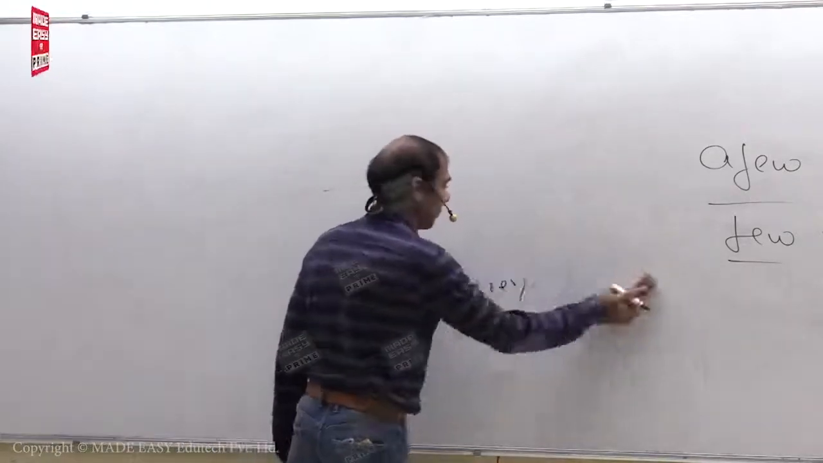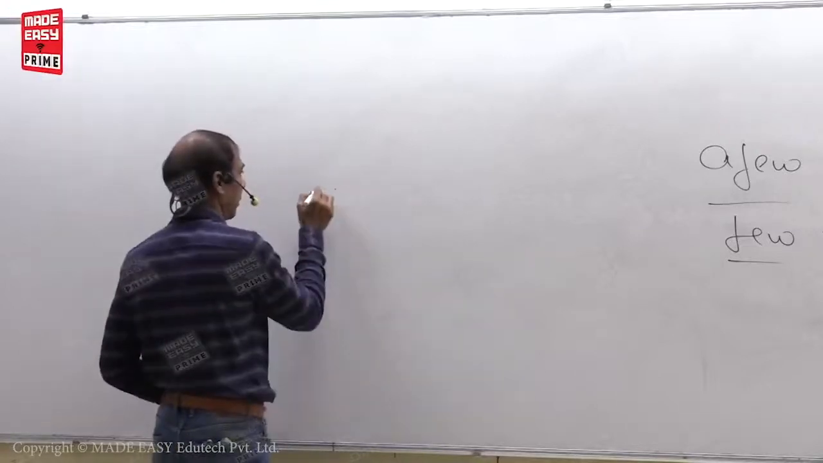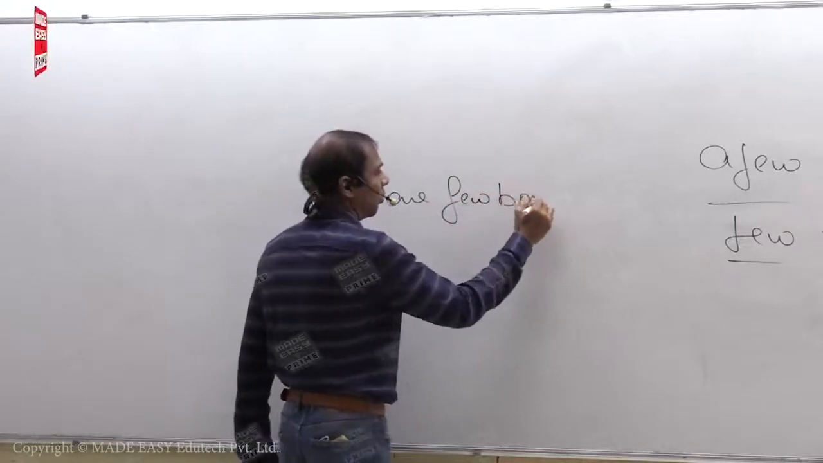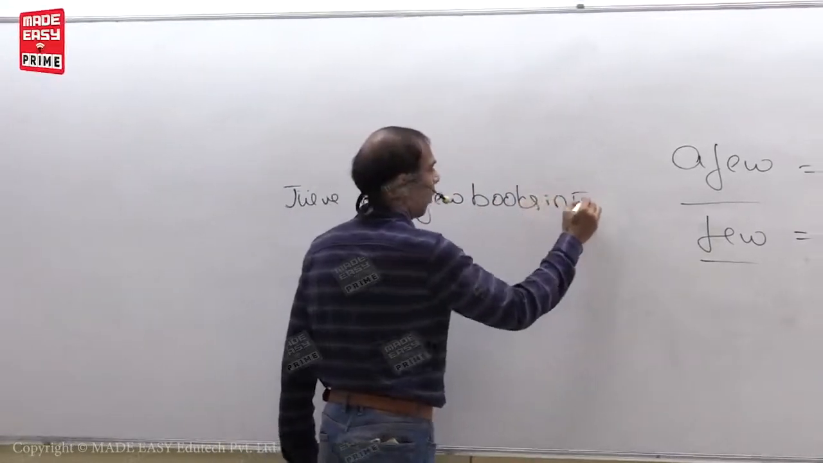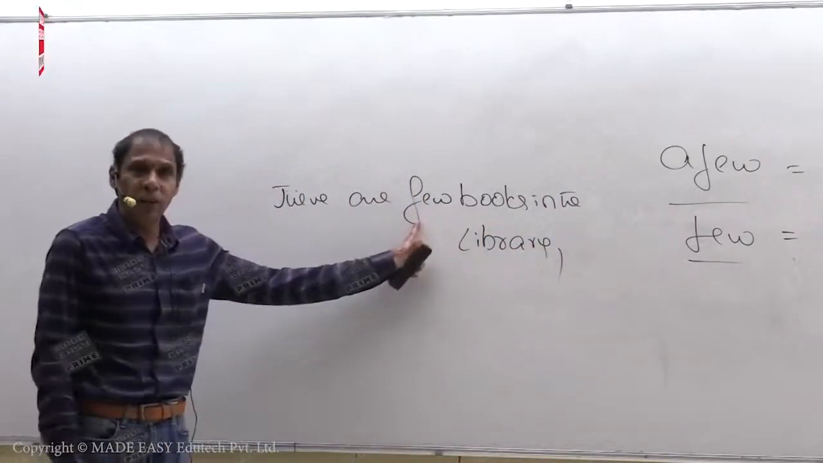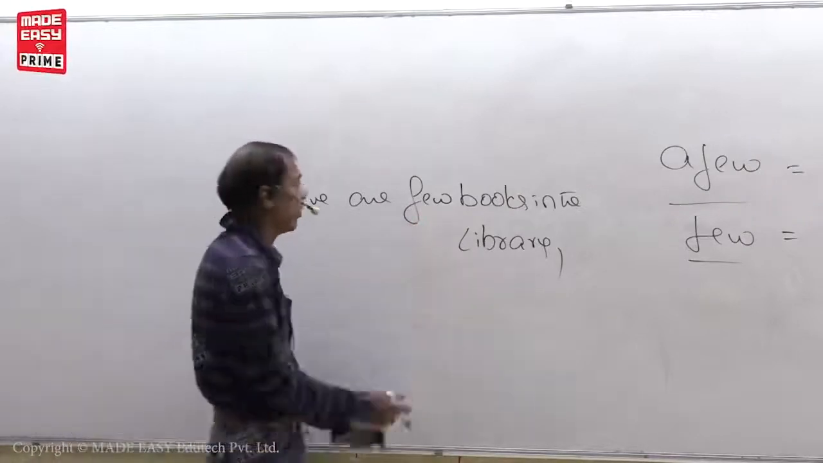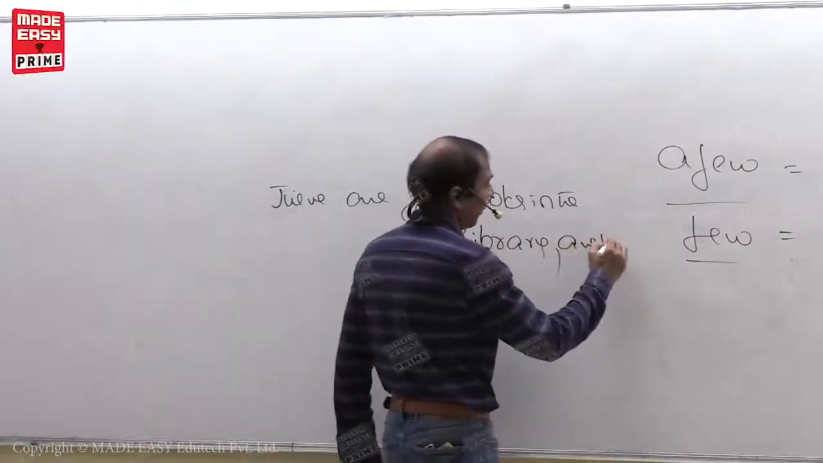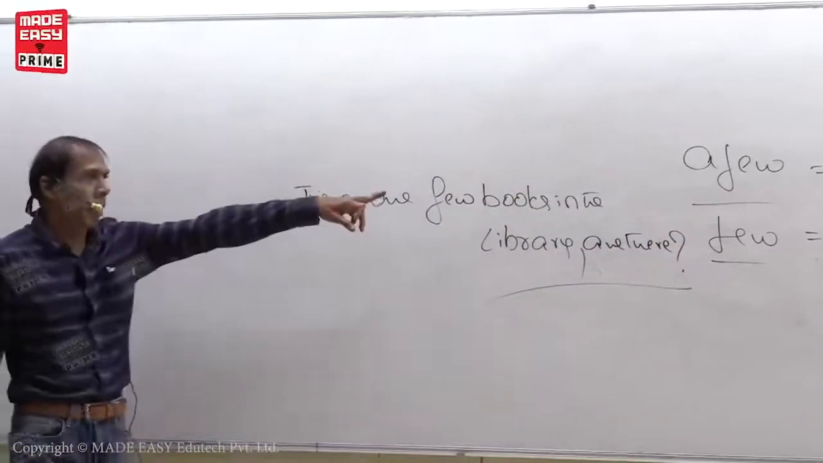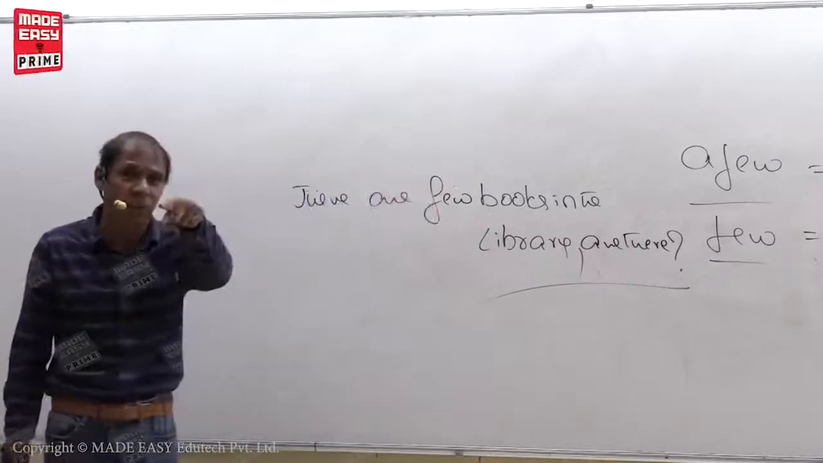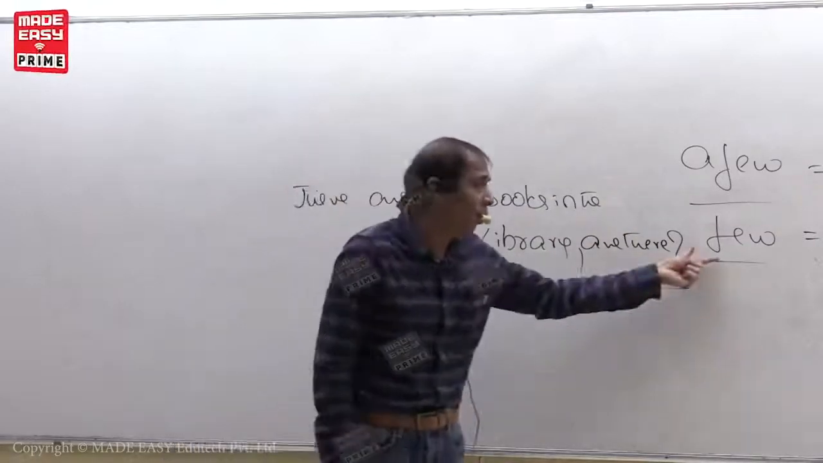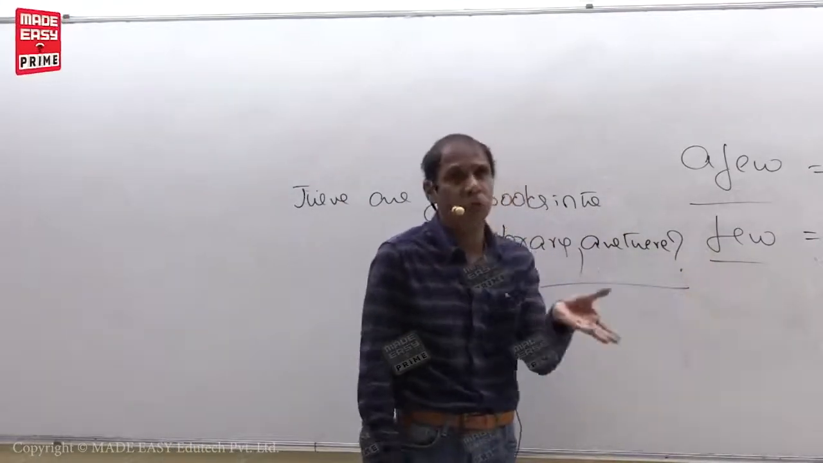Next. There are few books in the library. Few is negative, so the question tag must be positive. Are there? That's all. A few means positive. If you are given a few in the examination, it means the statement is positive. If you are given few, few is negative, so the question tag must be positive.